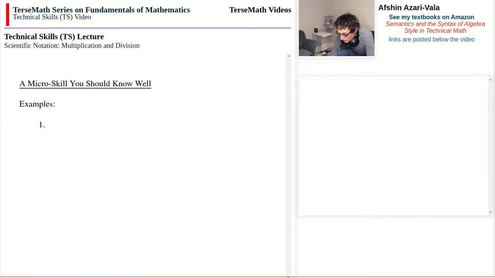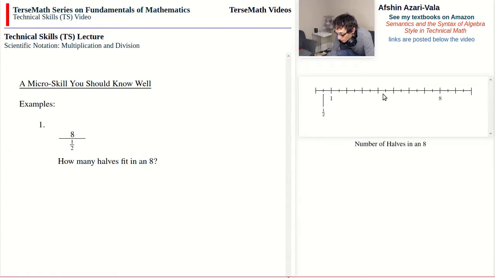And one of these is if you divide a number like 8 by a fraction such as 1/2. So basically what this says is how many halves fit in an 8. That's the meaning of the division. How many halves fit in an 8. And if I can show you a diagram as to what we are talking about, let's say that this is 1 and therefore this will be 8. So we have 1, 2, 3, 4, 5, 6, 7, 8.